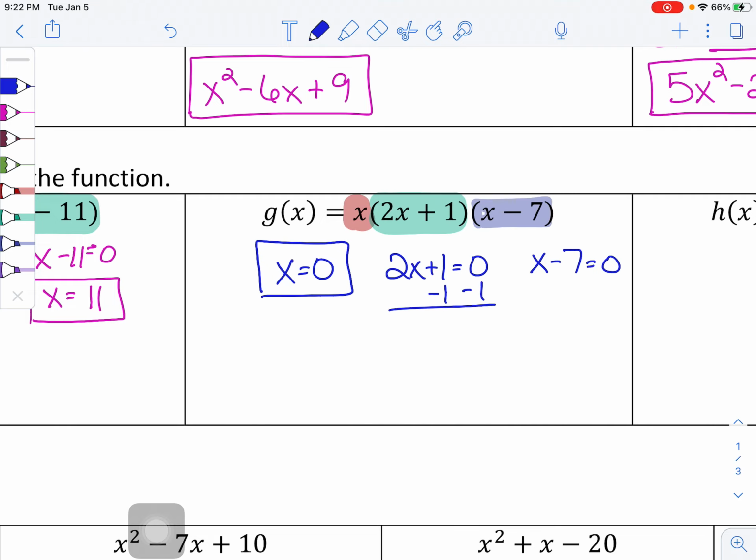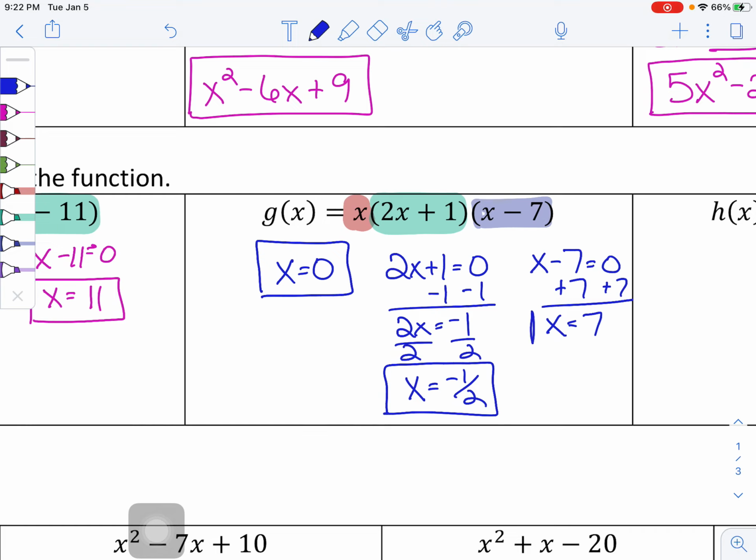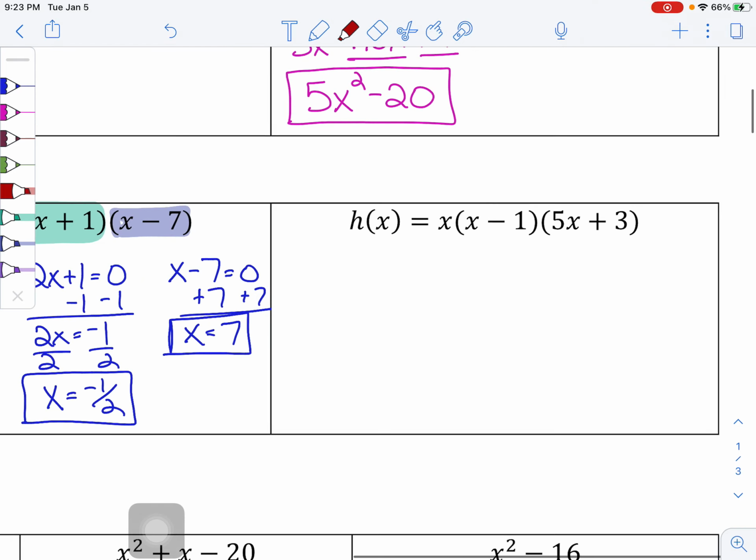This middle one, I'm going to subtract 1. Go ahead and say 2x is equal to negative 1, divide by 2. So x is equal to negative 1/2. And the last one over here, I'm going to add 7 to both sides, and so x is equal to 7. All right, so we had 3 zeros for g of x because we had 3 factors that each had a variable x in it. And so each of those factors means we're going to get a 0.